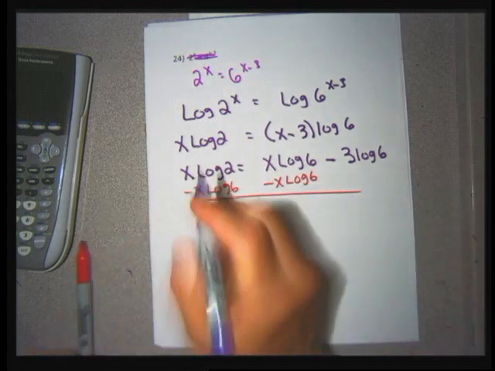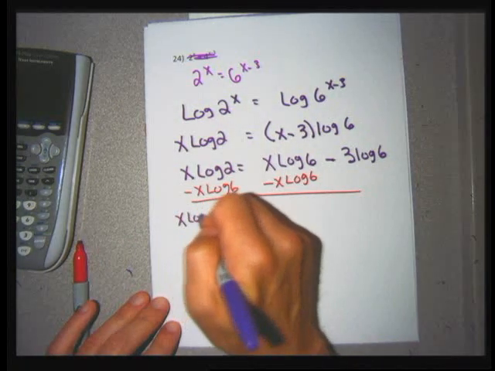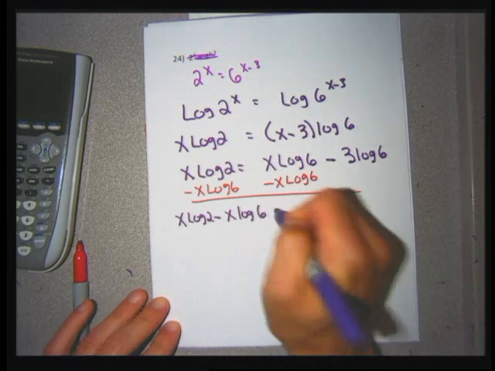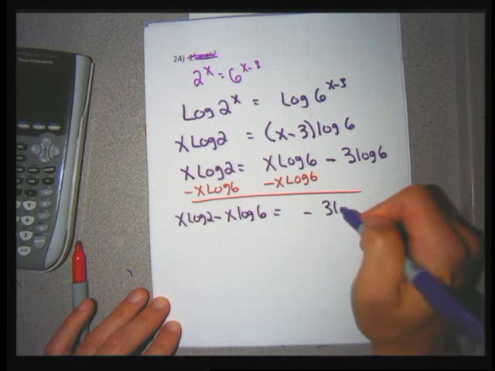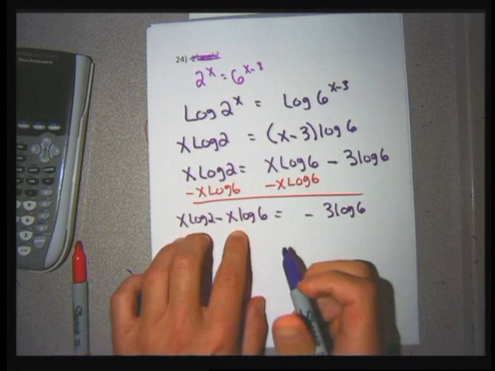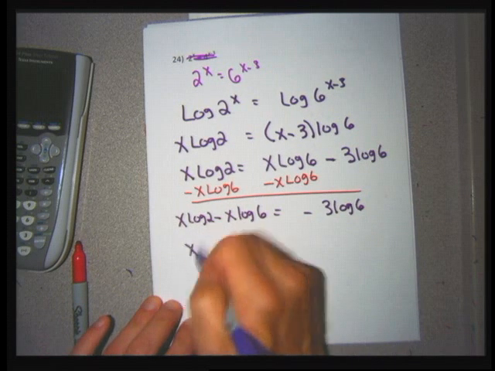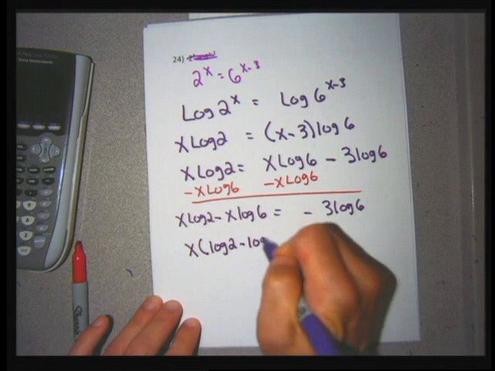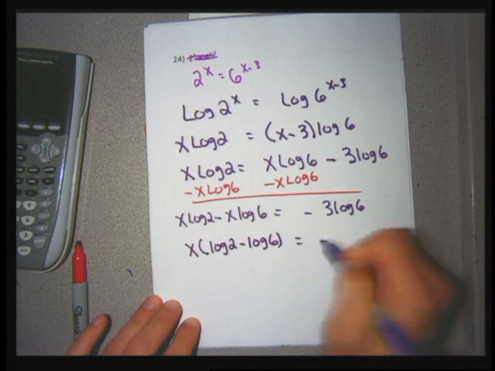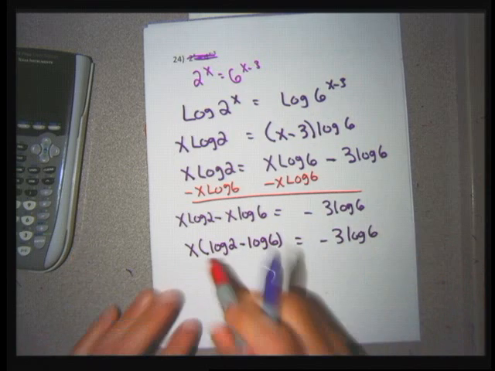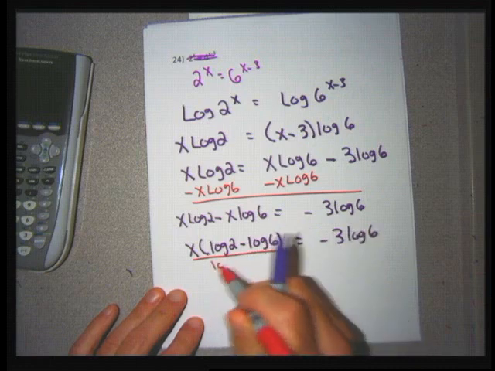When I do that, I get x log of 2 minus x log of 6 equals minus 3 log of 6. Pull out my common factor of x on the left-hand side. This gives me x times log of 2 minus log of 6 equals minus 3 log of 6. Divide both sides by log of 2 minus log of 6.